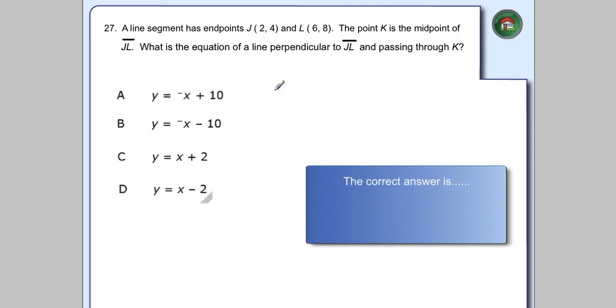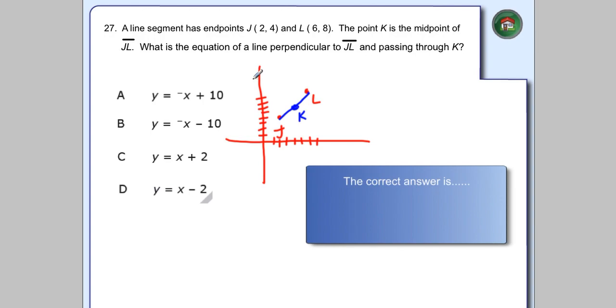Okay, so 27. A line segment has endpoints 2, 4, and 6, 8. The point K is the midpoint of JL. So you have this segment, 2, 4, and 6, 8. So this is J and L, and it says if you connect those, the midpoint is going to be K. What is the equation of the line perpendicular to JL and passing through K?